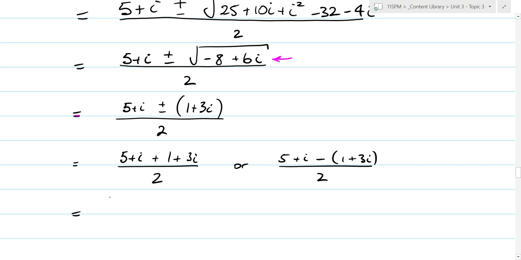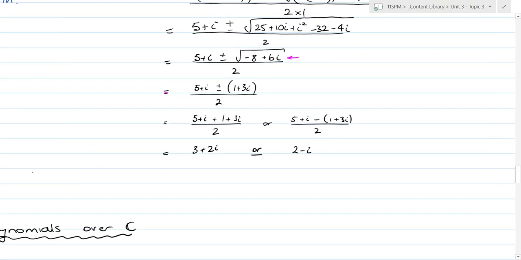6 plus 4i over 2 is what? 3 plus 2i. And 4 minus 2i over 2 is 2 minus i. They're my two solutions. I'll just finish the question.